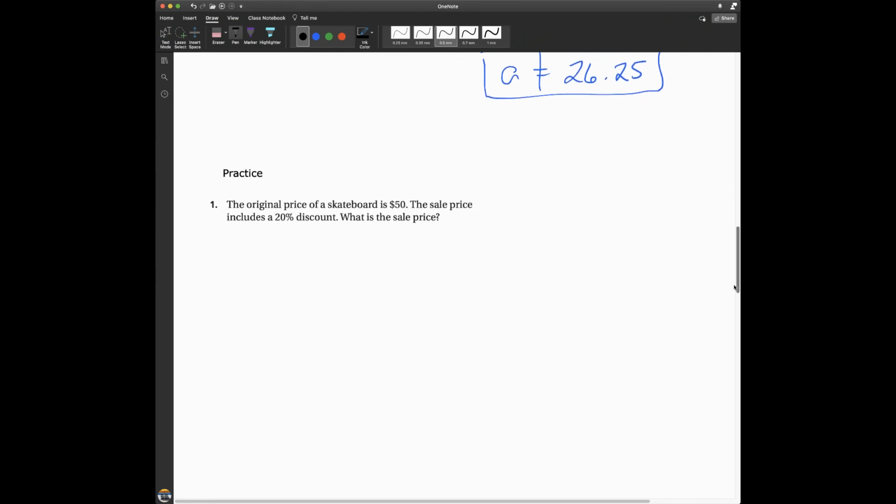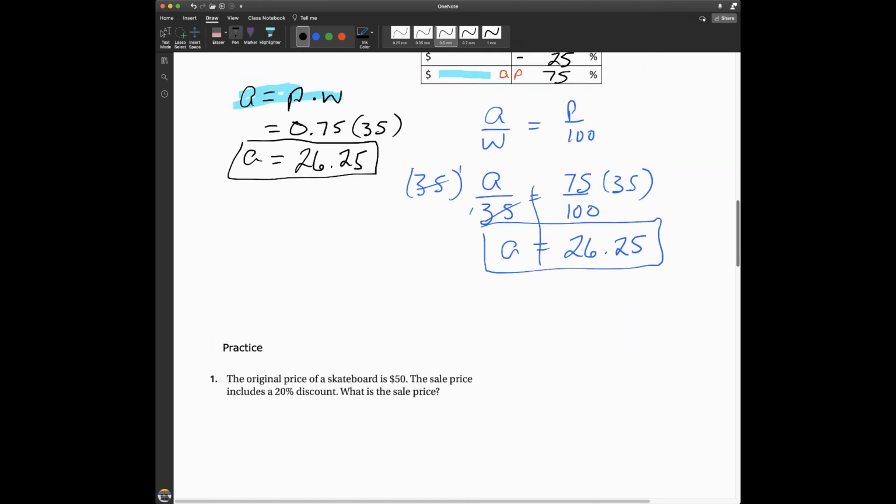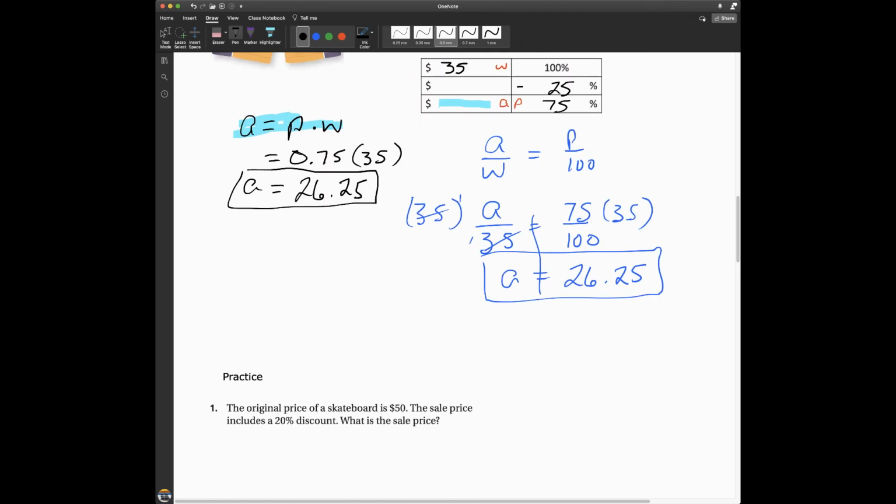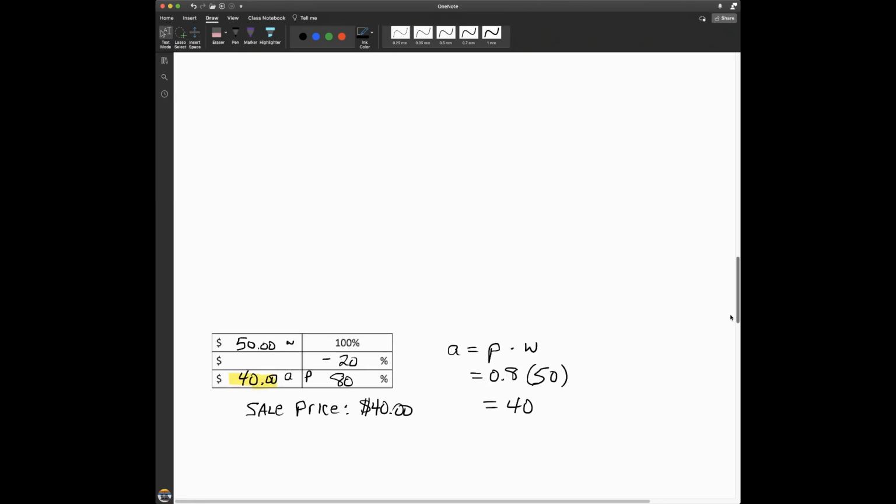Stop the video here, and I want you to work out this problem. We want to figure out what the sale price is. You have this as your example of what you need to do. Draw your table, fill it in, and figure out what you get. So we'll pause the video now. Okay, so we're back, and let's see what we get for our answer.